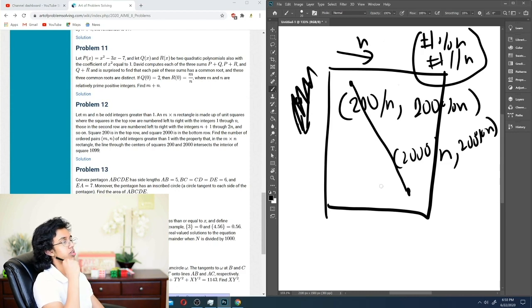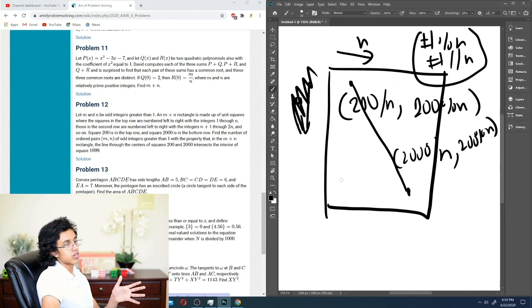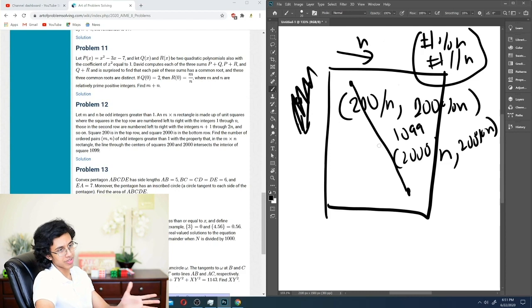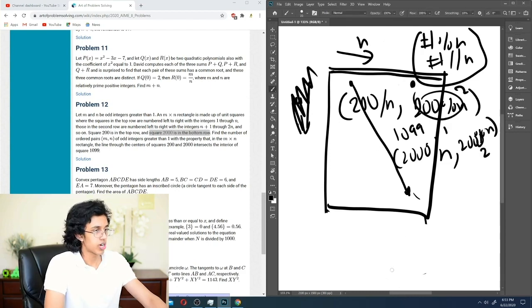That's actually kind of complicated, though. Well, we know that 1099 is approximately halfway between the two. So its m coordinate is going to be approximately halfway, so the idea is that its n coordinate should also be approximately halfway. Wait, why don't we just try 2001, right?